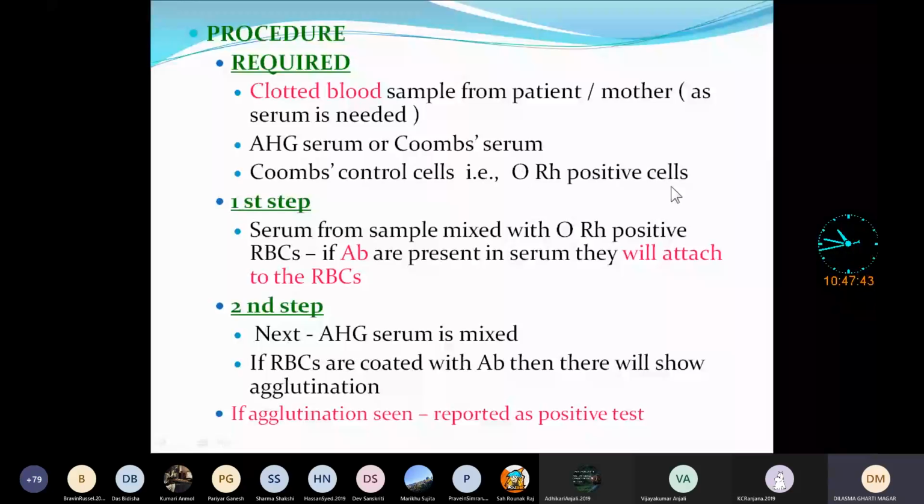Now the first step: serum from the sample is mixed with the O positive blood sample, or the RBCs. The serum has the antibodies, and we want to detect them, isn't it? If the antibodies are present, these antibodies will attach on the surface of the RBCs of this O blood group. Understood here?